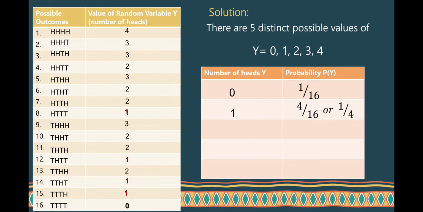And for getting 2 heads, we have 1, 2, 3, 4, 5, and 6. So there are 6 out of 16 possible outcomes. So that's 6 over 16, or 3 over 8. And for 3 heads, we have 1, 2, 3, 4. So there are 4 out of 16, so that's 4 over 16 or 1 over 4. And for getting 4 heads, we have only 1 out of 16.